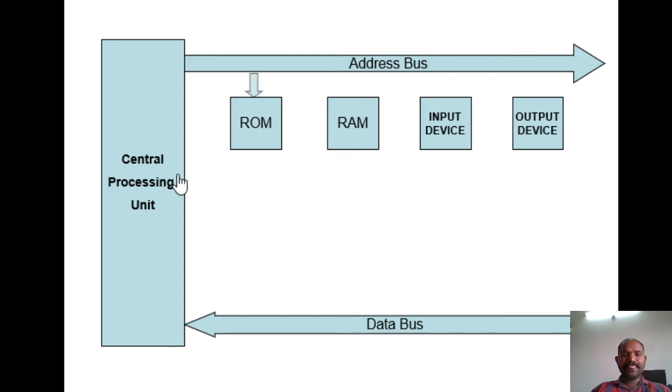Now if you see this, first of all, the ROM device is connected to the address bus. Not only the ROM, every device is going to be connected to the address bus, but I am going with the ROM first. I would like to show you how each and every device is going to be interfaced to the central processing unit. The ROM device is connected to the address bus, and this ROM device is going to be controlled by the control signal coming from the central processing unit.